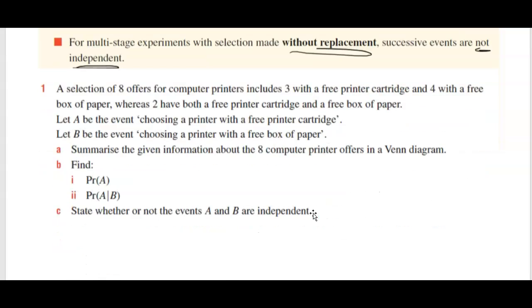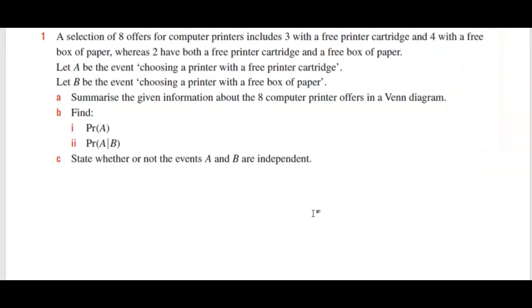Okay, let's have a look at question 1. A selection of 8 offers for computer printers includes 3 with a free printer cartridge and 4 with a free box of paper, whereas 2 have both a free printer cartridge and a free box of paper. So A is choosing a printer with a free printer cartridge, B is choosing a printer with a free box of paper. So let's draw it as a Venn diagram.